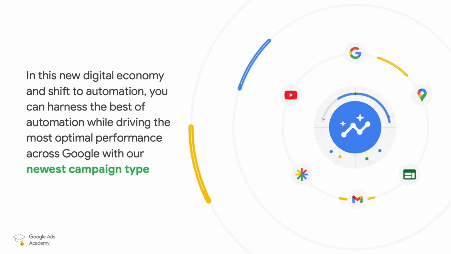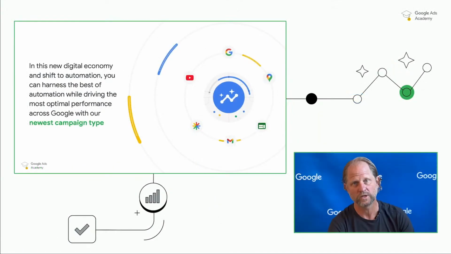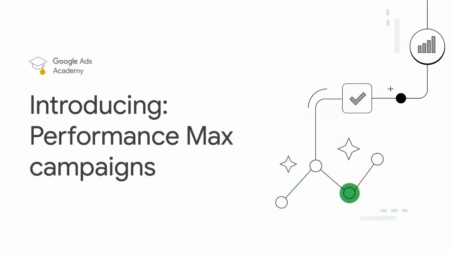With all of this constant and rapid change, there's no doubt that leading marketers like yourselves are asking, how can we be sure that we're doing everything we can to drive the most optimal performance at Google? Well, that's a great question, and it's fair. We believe the answer is with our newest campaign type, Performance Max, or as we call it, PMax.